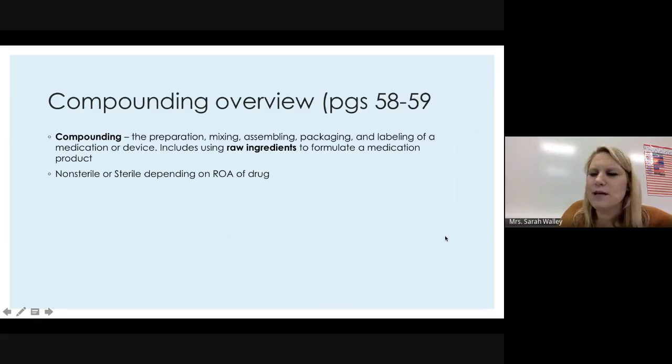Okay, in this chapter, they kind of throw in compounding. I think it's kind of random, but compounding is the preparation, mixing, assembling, packaging, and labeling of medications or medication devices, including raw ingredients to formulate a medication product. It can be sterile or non-sterile depending on the route of administration of the drug. You don't really do it in a community pharmacy like a Walgreens or a CVS, but if you worked at a hospital, they pretty much compound everything all the time. Or if you work at a compounding pharmacy, they will compound as well, and they have to have a sterile room where it's completely sterile, and they will make the drug in there.